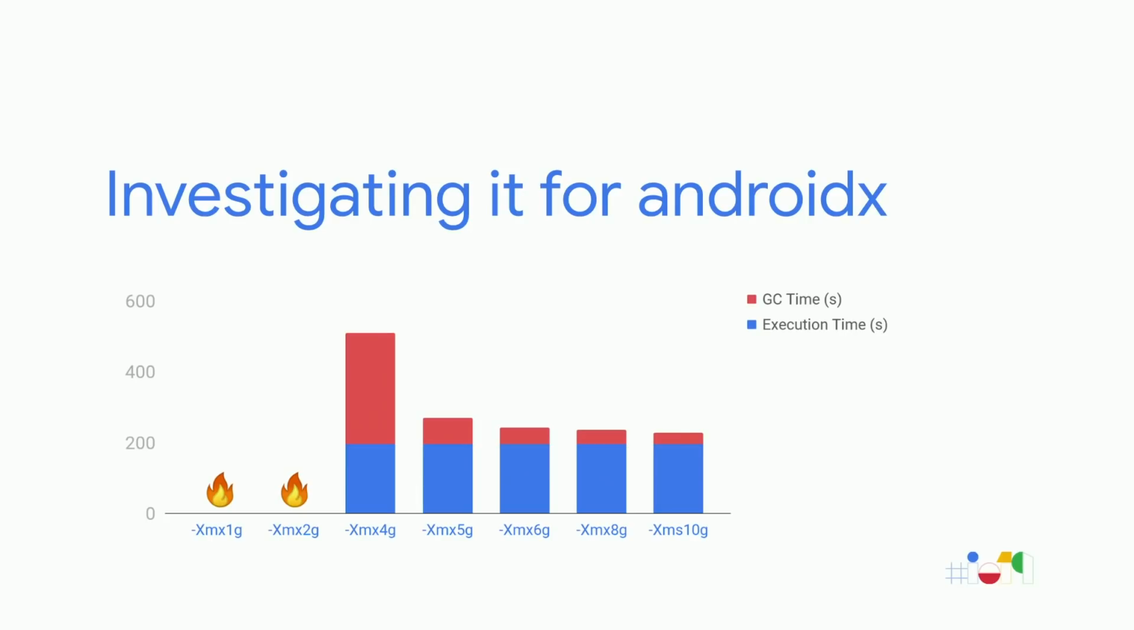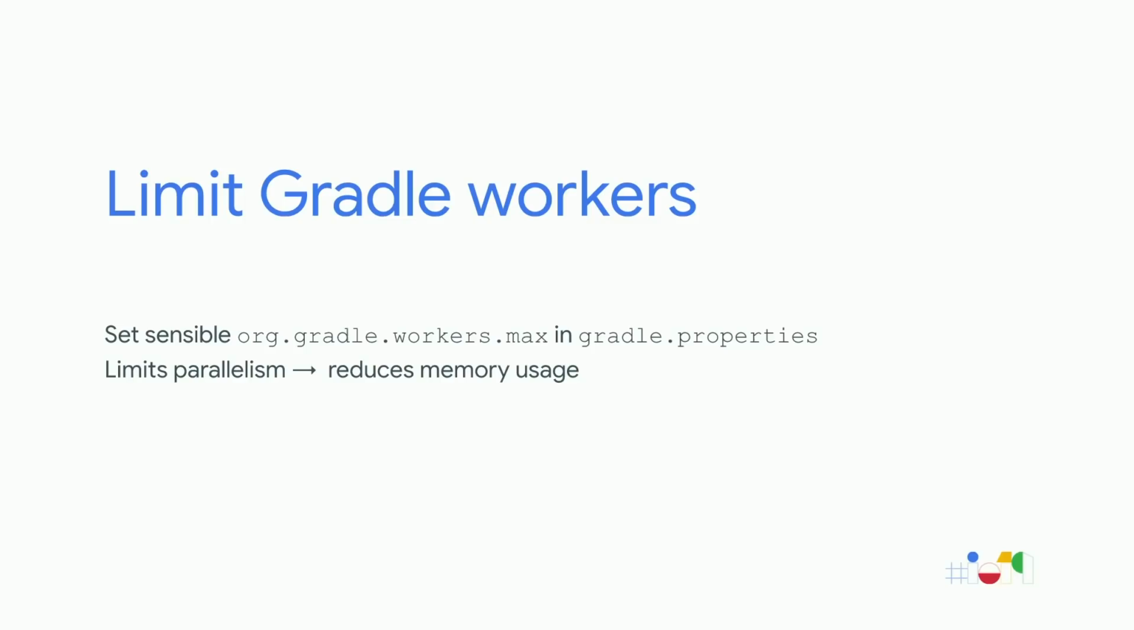Another lever you have to pull is Gradle workers. Gradle by default gives you as many workers as you have processors, and that might be too many for you, because the more workers you spin up, the more memory is being used at the same time. And if you don't have enough memory, you force your computer to go into garbage collection all the time. So potentially limiting the number of workers, I know it sounds counterintuitive, but it might make your builds faster. And you essentially want to run the same process of experimentation that we did for max memory.